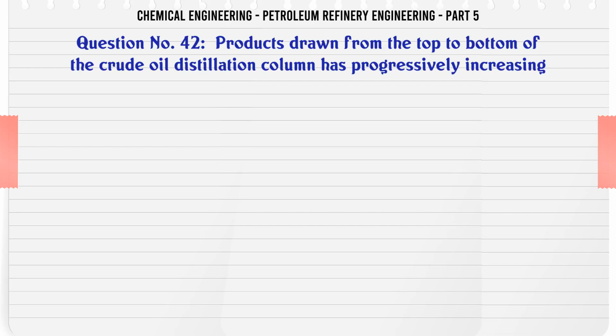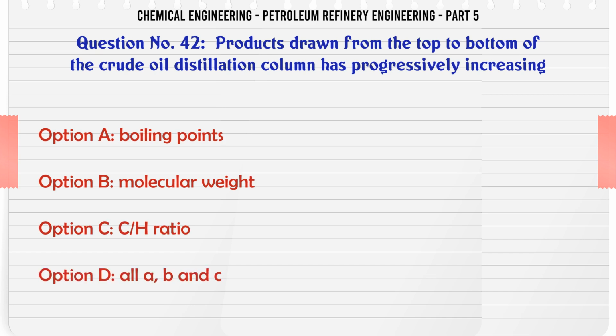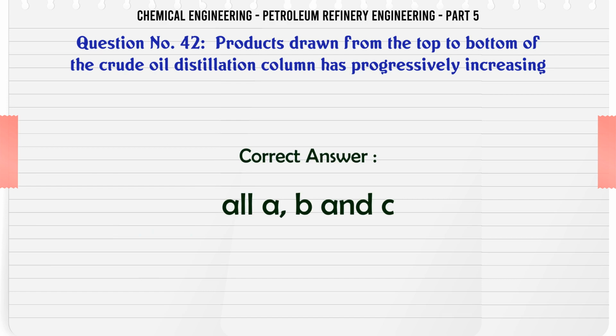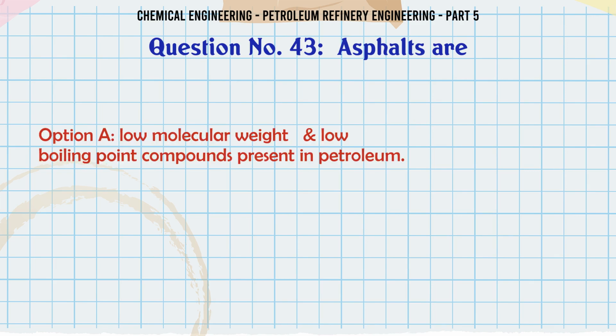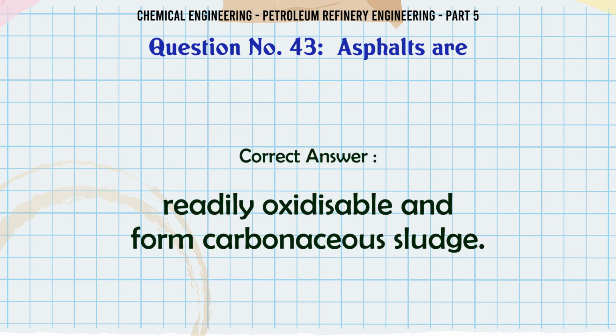Products drawn from the top to bottom of the crude oil distillation column have progressively increasing: A. boiling points, B. molecular weight, C. C/H ratio, D. all A, B and C. The correct answer is all A, B and C. Asphalts are: A. low molecular weight, low boiling point compounds present in petroleum, B. desirable in catalytic cracking feedstock because they produce coke, C. readily oxidizable and form carbonaceous sludge, D. all A, B, C. The correct answer is readily oxidizable and form carbonaceous sludge.